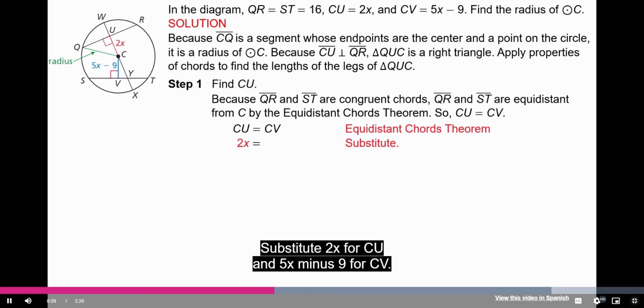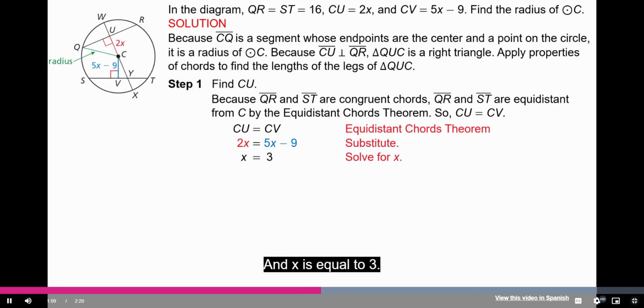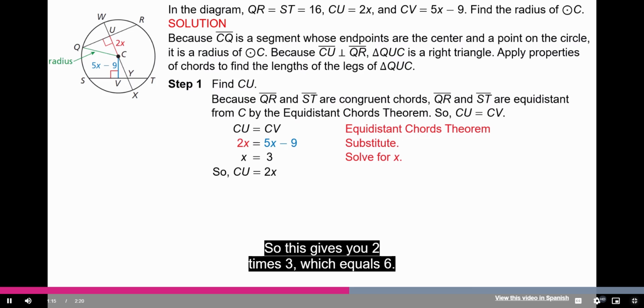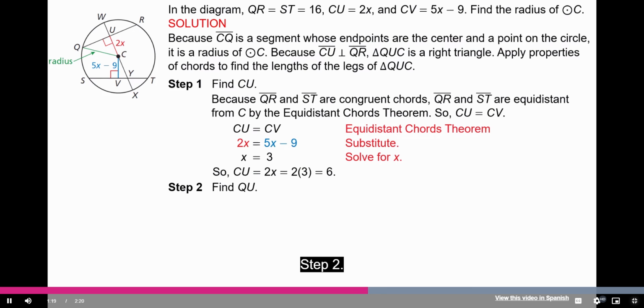Substitute 2x for CU and 5x minus 9 for CV. And this gives you 2x is equal to 5x minus 9. Solve for x, and x is equal to 3. So CU is equal to 2x, and x is equal to 3. So this gives you 2 times 3, which equals 6. Step 2.